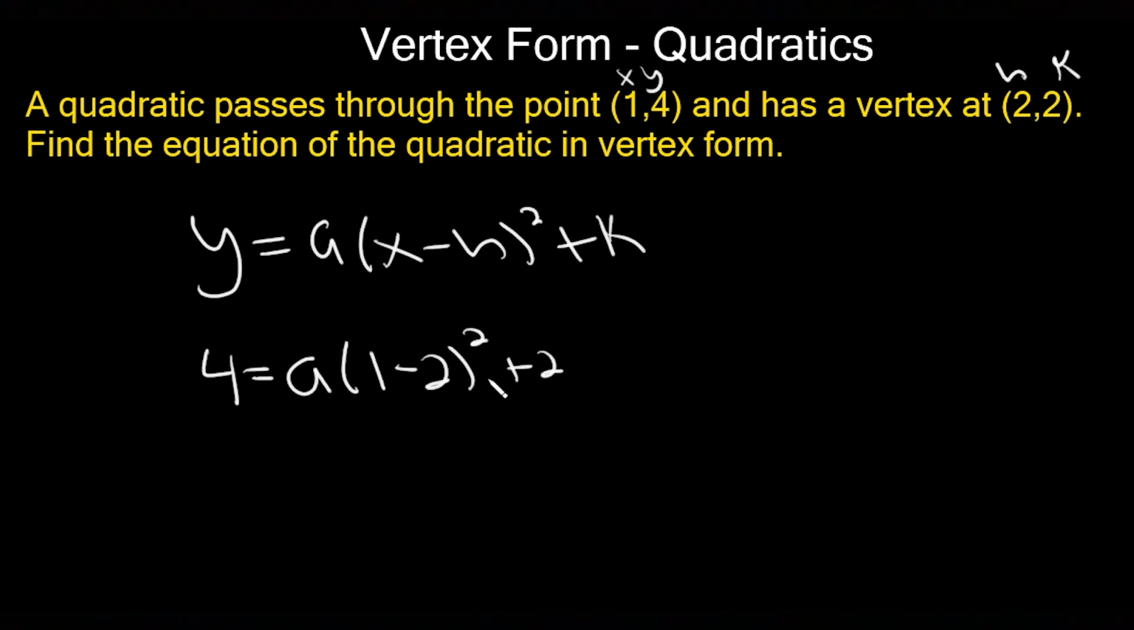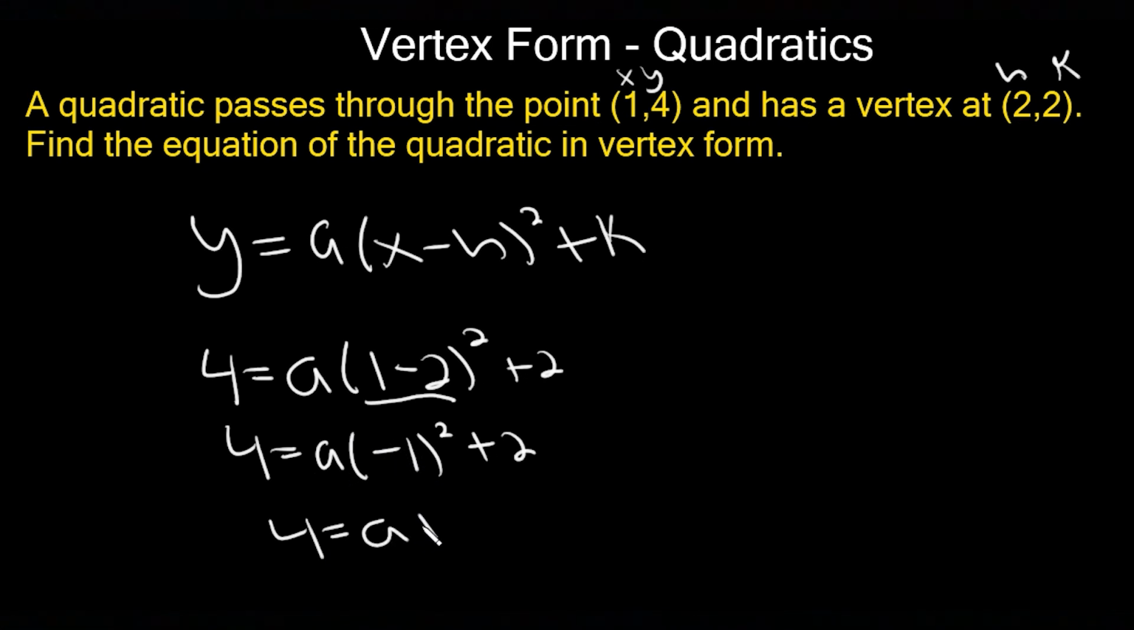And now from here, you're going to go ahead and simplify this down. So we get 4 is equal to a, and 1 minus 2 is negative 1, and then squared, and then plus 2. We know that negative 1 squared will be 1, so I get 1a here. So 4 is equal to 1a or a, and then plus 2. And then finally, minus 2, you get a is equal to 2.